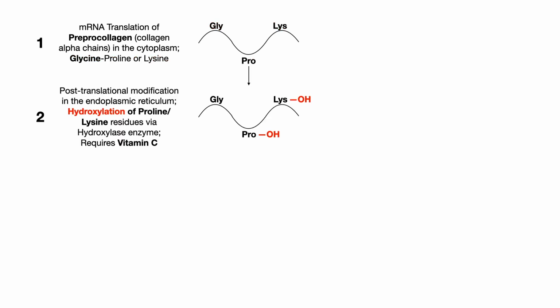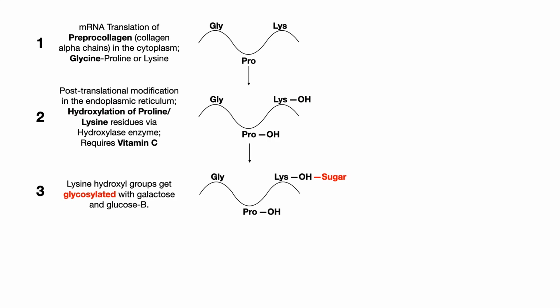In step 2, you undergo post-translational modification, and this occurs in the endoplasmic reticulum. Specifically, we hydroxylate the proline and the lysine residues via the enzyme known as hydroxylase. It's very important to note that this step requires vitamin C. You absolutely need vitamin C in order to hydroxylate proline and lysine residues. So again, step 2, post-translational modification occurs in the endoplasmic reticulum. Specifically, what's being modified here is hydroxylation of proline and lysine, requiring vitamin C, and the enzyme here is hydroxylase.